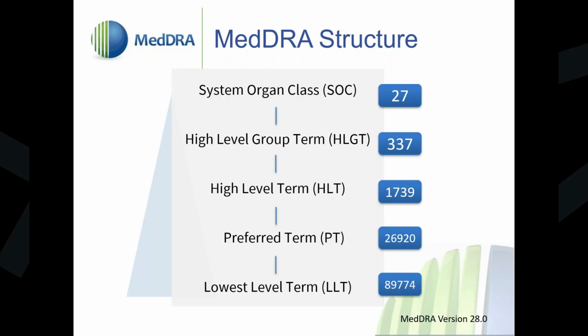Now, we said that each LLT links only to a single preferred term, and every preferred term has a link that eventually takes it to at least one system organ class. But it's very important to know that there are many preferred terms, just under half of them in fact, which can be linked to more than one system organ class if that applies to the medical concept. So think about a term like skin cancer. It's a cancer condition, so it needs to go to the neoplasm system organ class. But it's skin cancer, so it's also a skin condition. So it needs to go to the skin system organ class, which means that skin cancer in MedDRA is linked to two system organ classes.